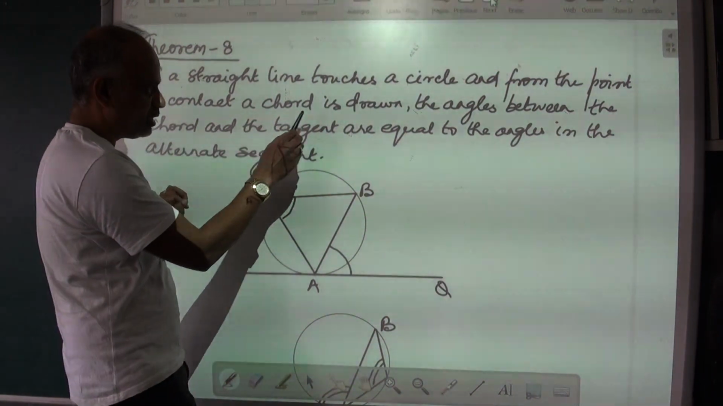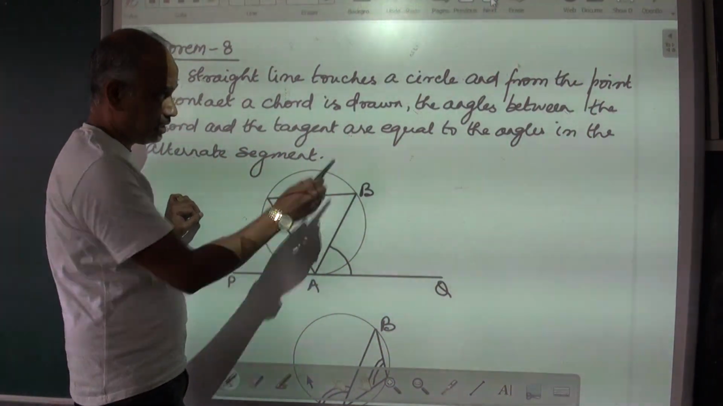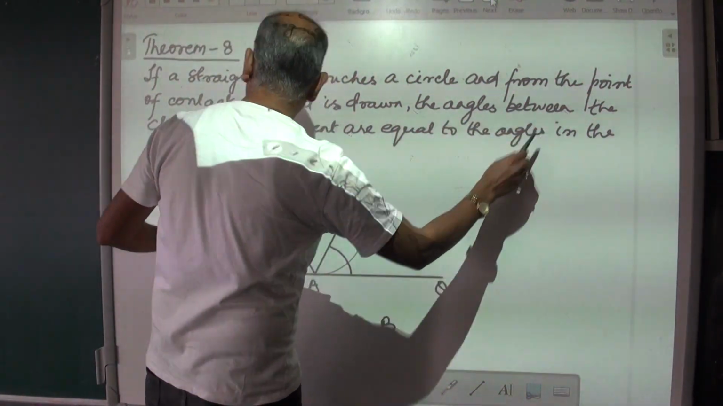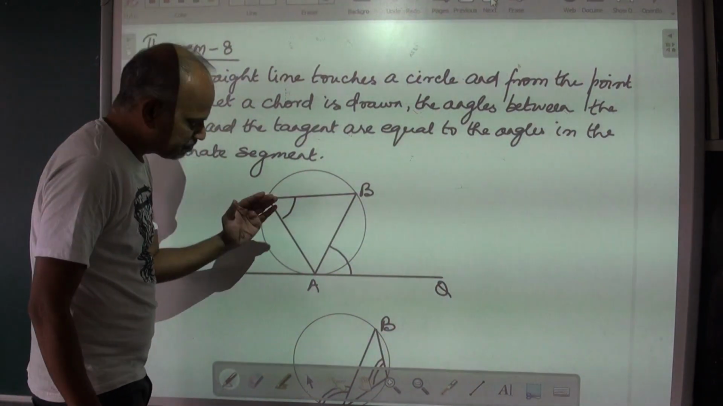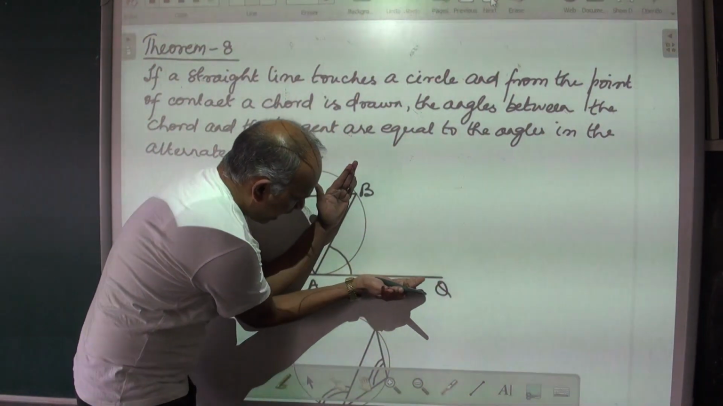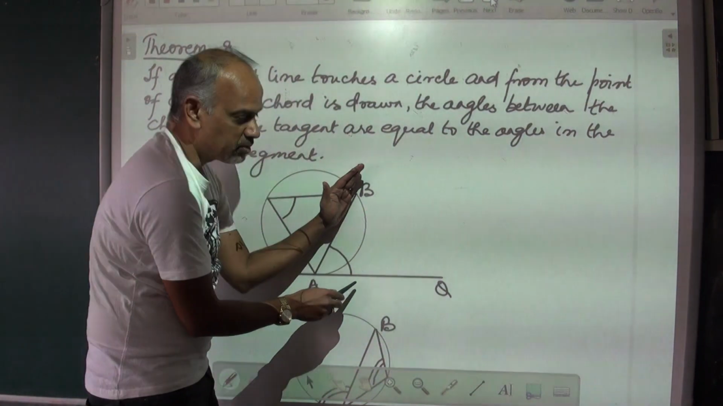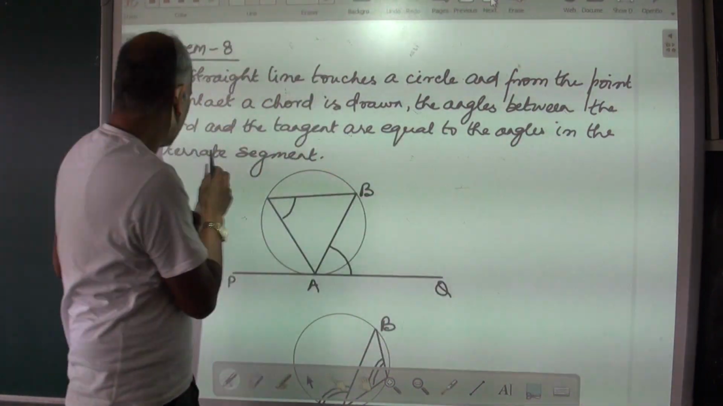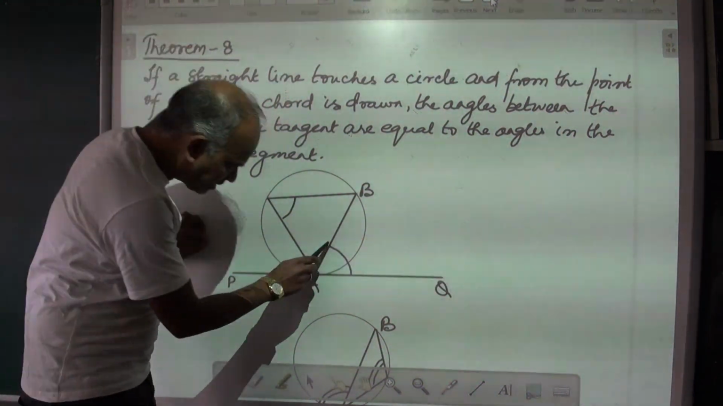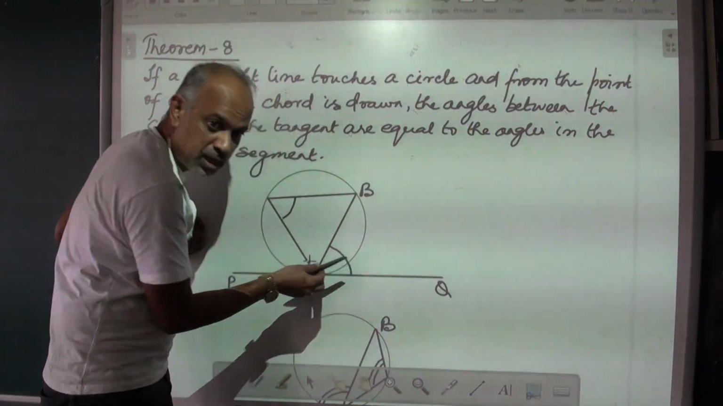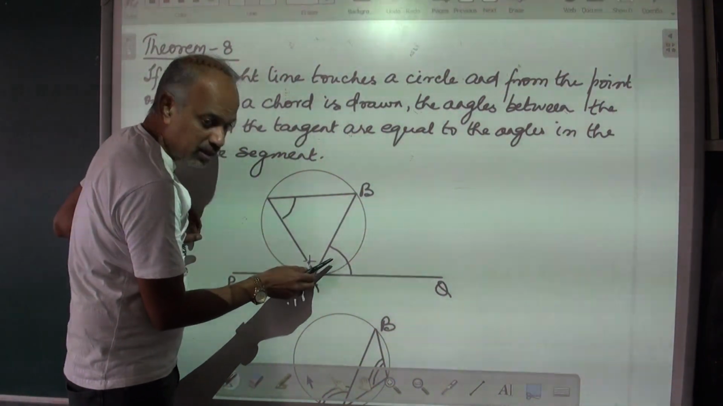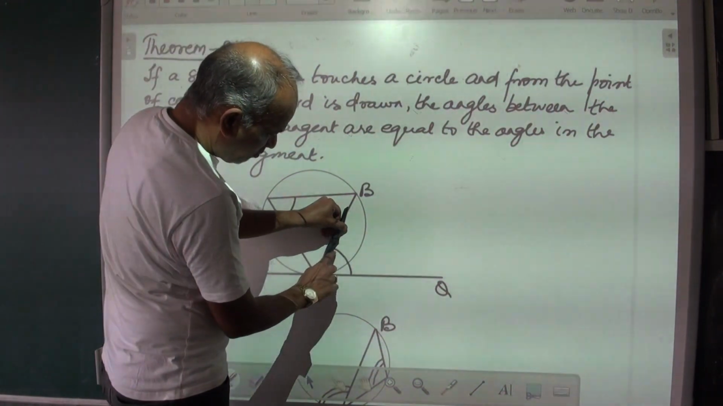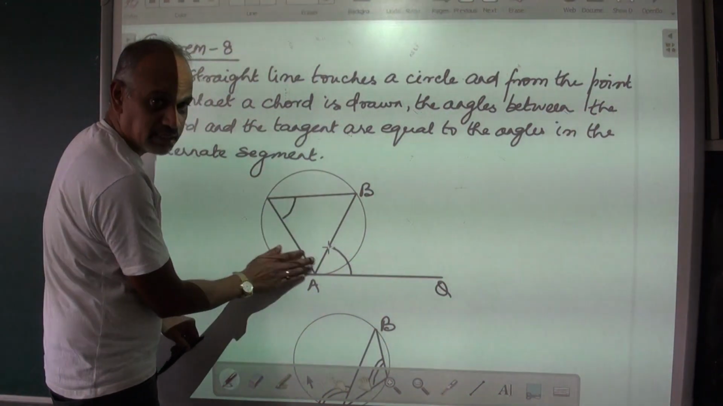The angles between the chord and the tangent. Here it says angles, but I am going to consider only one angle, the angle between the chord and the tangent. This is the chord, this is the tangent, and the angle between these two is this one. So, the angle between the chord and the tangent is equal to the angle in the alternate segment. This angle must be equal to the angle made by the same chord in its alternate segment. For this angle, this segment is the alternate segment.